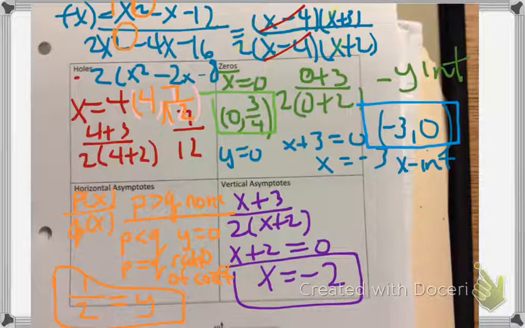Okay? All right, so what did we do? We found where the hole was. We found where the zeros were. And when I say zeros, what am I saying? Where does it cross the x-axis? Where does it cross the y-axis? The intercepts. And for P equals Q, it's the ratio of the coefficients. So in one problem, we were able to find the asymptotes, the x and y intercepts, and the holes.